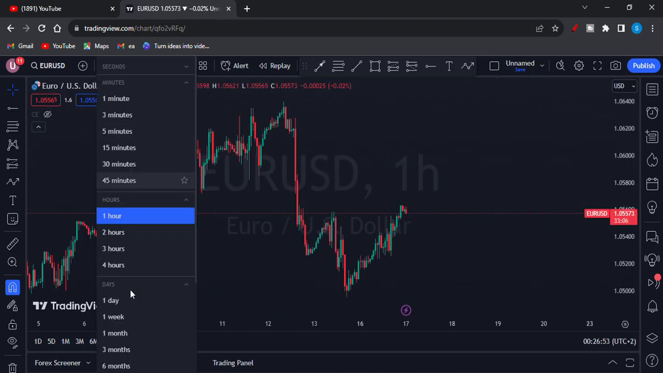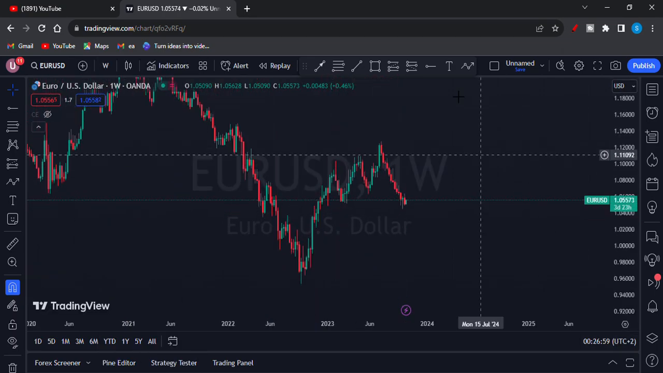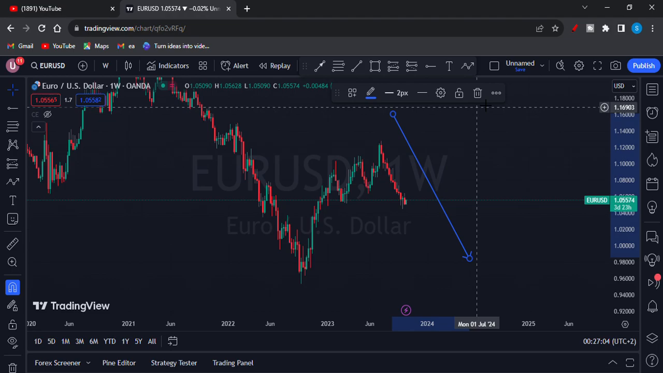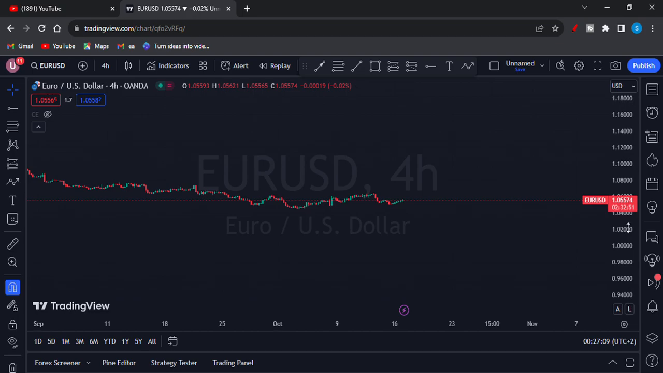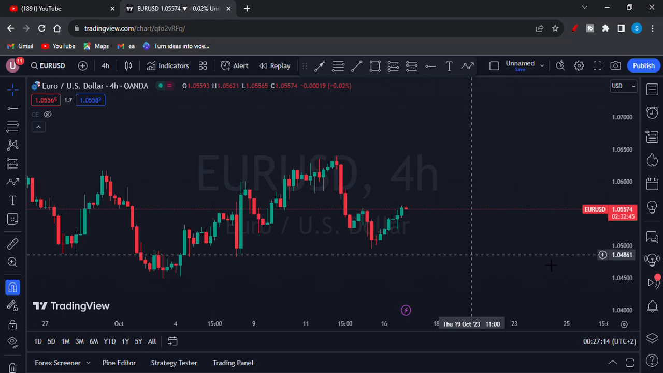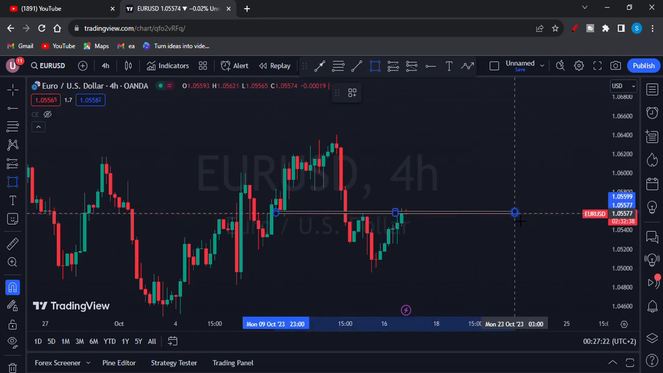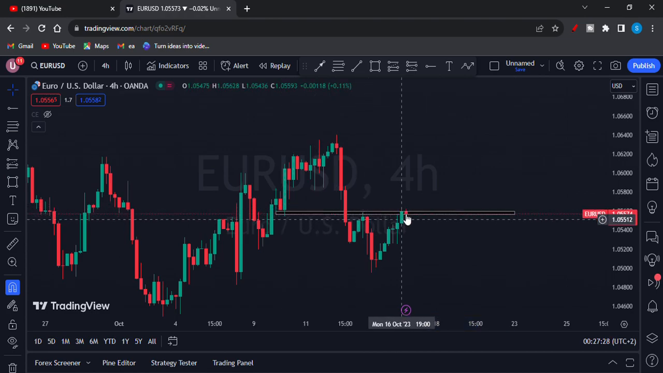And then on a weekly, so on a weekly we are on a downtrend. And then let's go to our 4-hour. Then let me just block this. So on a 4-hour, what I'm seeing is this zone here, and potentially even here. So let's go to hourly.